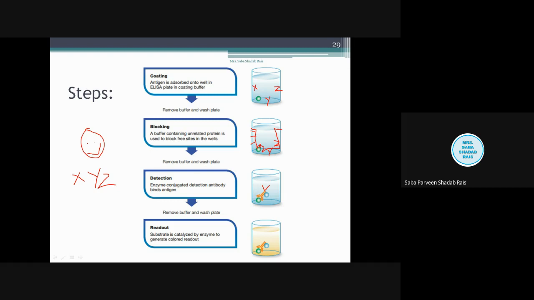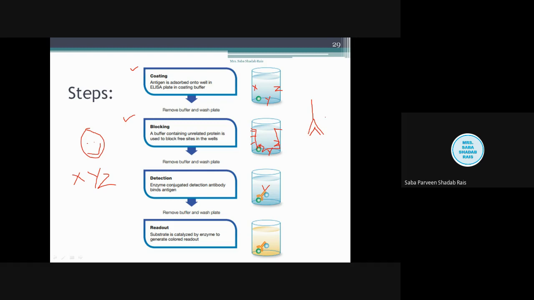So now see what I have done. I have done the coating, I have done the blocking. Now I will be using the laboratory reagent. In my laboratory reagent, I have designed the antibody against X. So this is my X antigen. Say, this is the shape of the X antigen. So I will design the anti-X antibody, which has the proper shape, which can bind to the X in a proper way.